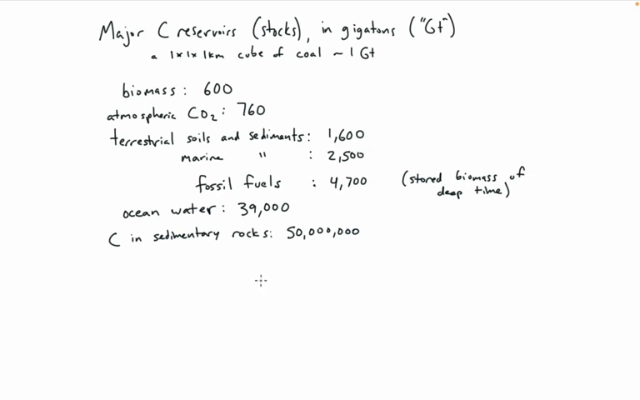There's also a lot of carbon in the mantle, but in terms of the reservoirs that are relevant for the rock cycle, the carbon cycles that we'll be talking about, that carbon in the mantle kind of stays there. So we'll leave it out for now.